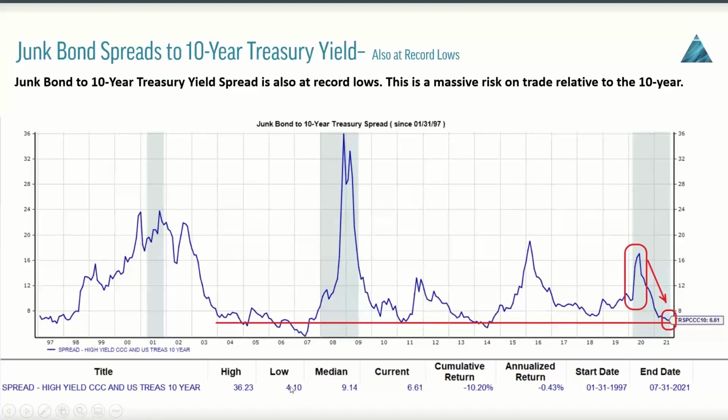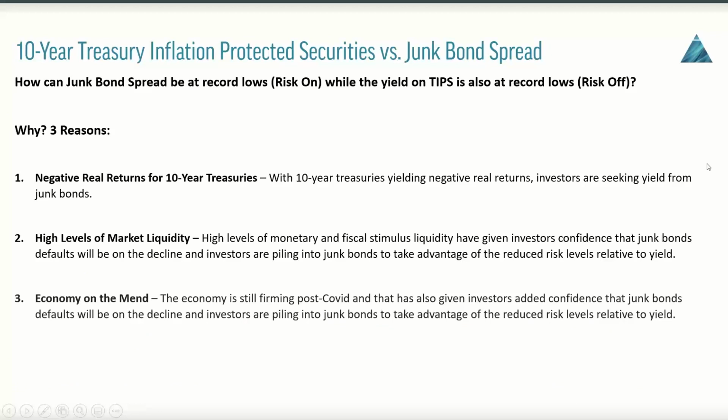And this low of 4.10 was set all the way back here in the Great Recession era. We're literally sitting at 6.61, which is well below median value. So this is clearly a risk-on trade. It's a massive risk-on trade relative to 10 years. So this flies in the face of and is contradictory to what's going on perhaps with TIPS. And so I'm sitting here trying to make sense of this, and we'll get to that here in just a few minutes.